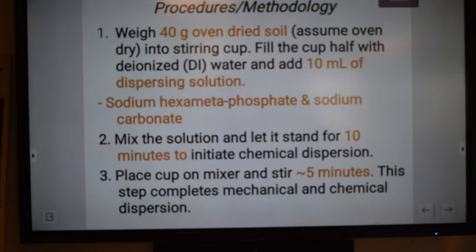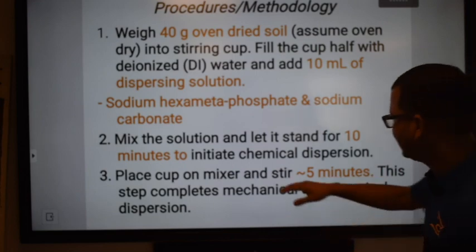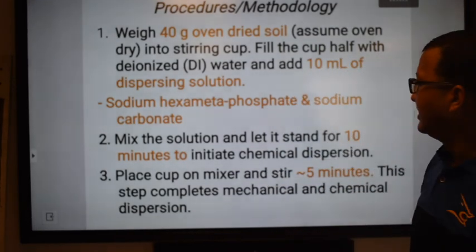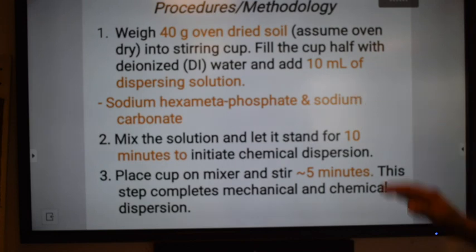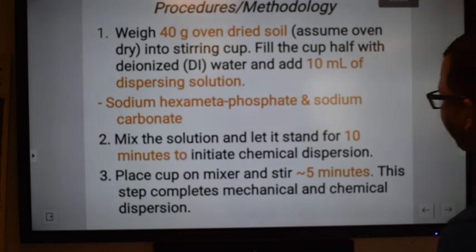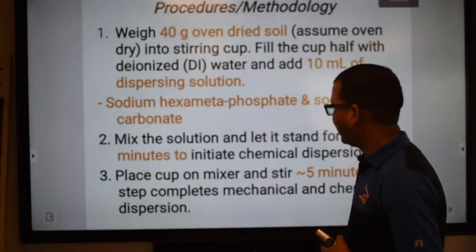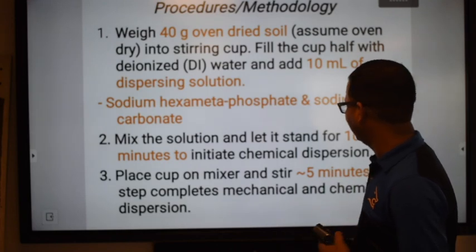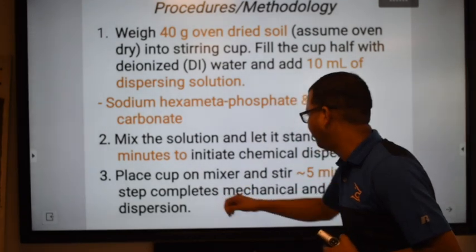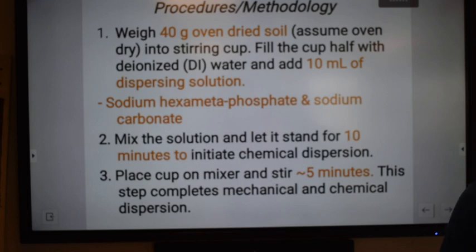Mix that, add the dispersion solution, and then mix the solution for a little bit, stir that, and then let it stand for 10 minutes, and that will initiate the chemical dispersion. And after that, we'll place the cup on the mixture and stir that. Basically we are grinding that for 5 minutes. These steps will help to complete the mechanical and chemical dispersion process.